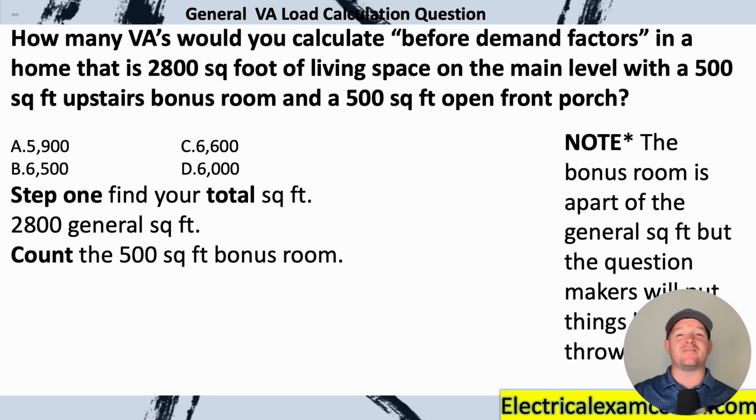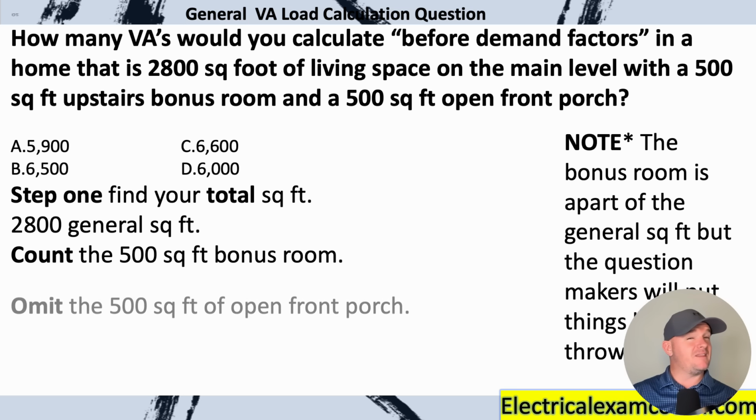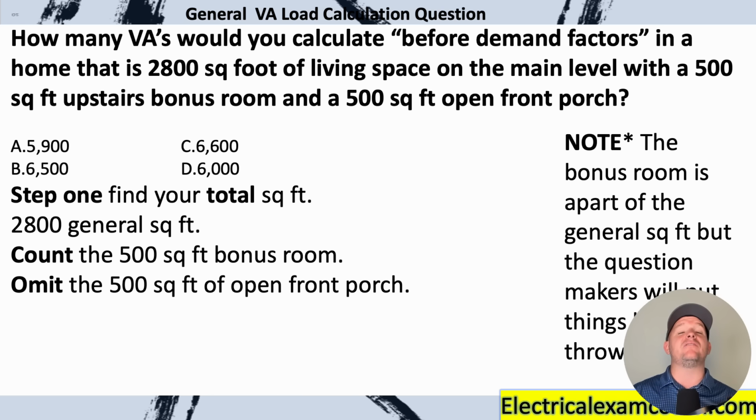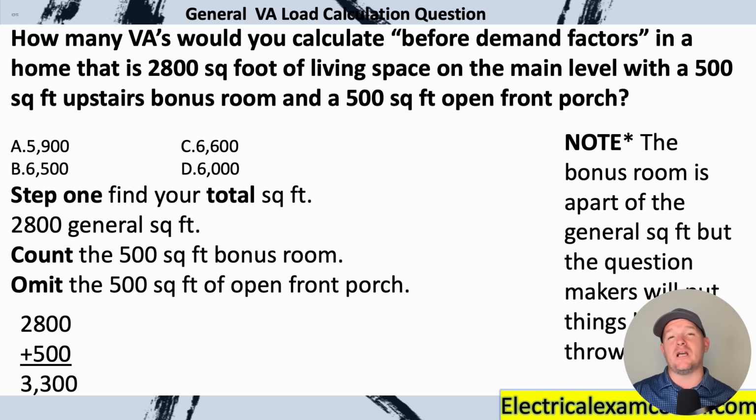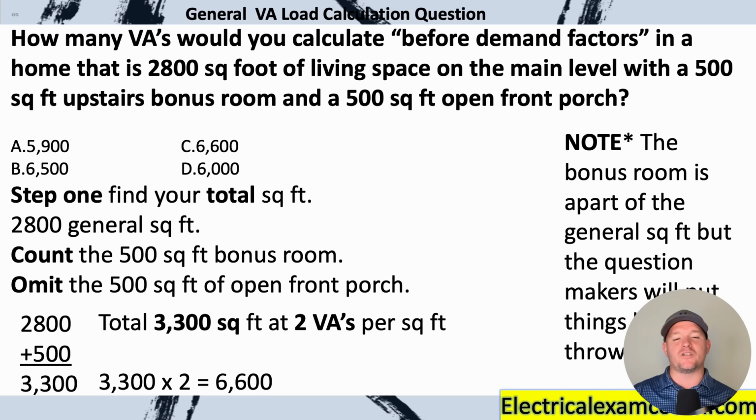There's no such thing as a flex room. There's no such thing as a bonus room. It's just another room. You're going to wire it like a room, and you're going to calculate it like a room. But in this case, we are going to omit the front porch because it is an open front porch. Now, let's total it up. When we take and total it up, we end up with 3,300 square feet. Now we take that and multiply it by 2 VAs per square foot. When we do the math, it ends up being 6,600, and we select C.